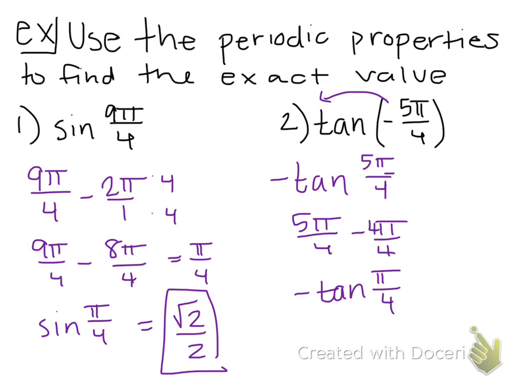Again, we know the coordinates are root 2 over 2, root 2 over 2, and I know tangent is y over x. So when I do root 2 over 2 divided by root 2 over 2, everything's going to cancel out, and we're just going to be left with an answer of negative 1.